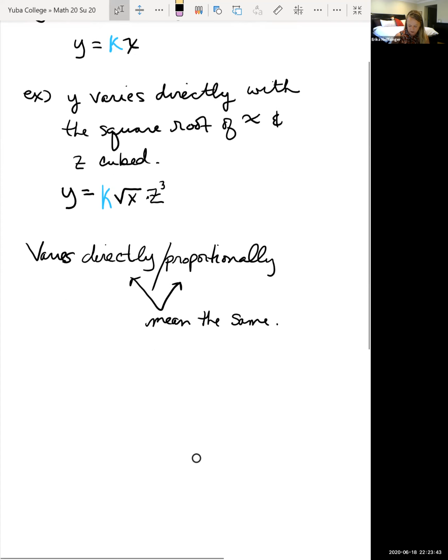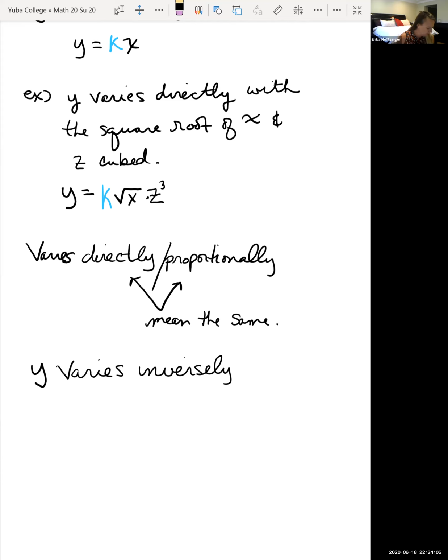I tend to like the directly better. The other one is Y varies inversely. That is not the same thing. Sorry, I got caught up with that. I'll come back to that in a second. Y varies inversely with X.